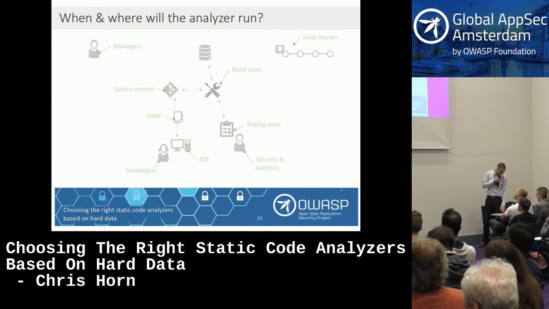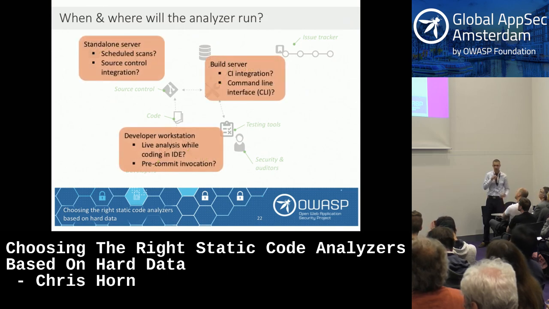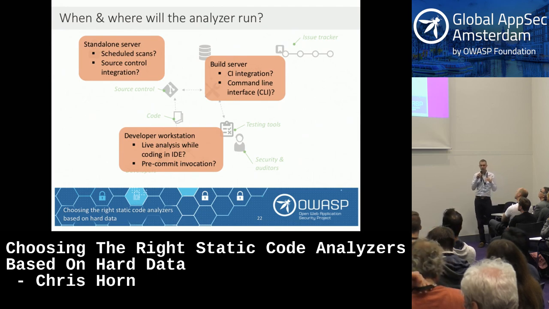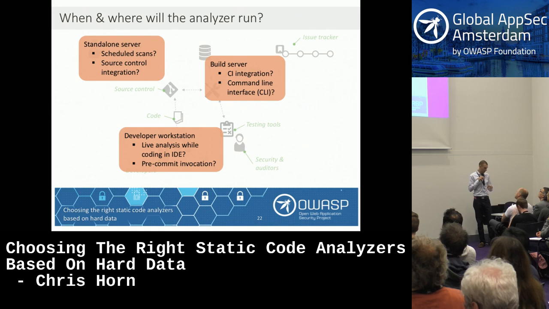And so when we're looking at process integration, where the analyzer will run, there are several places that it can run. It can run on the developer's workstation live while they're editing code. You can run it on demand as a pre-commit invocation, so right when they are running their commit, it'll check it and make sure that it meets your requirements before it goes up. You can run it on standalone servers, either tied into a build server or not. You can do nightly builds, nightly scans.